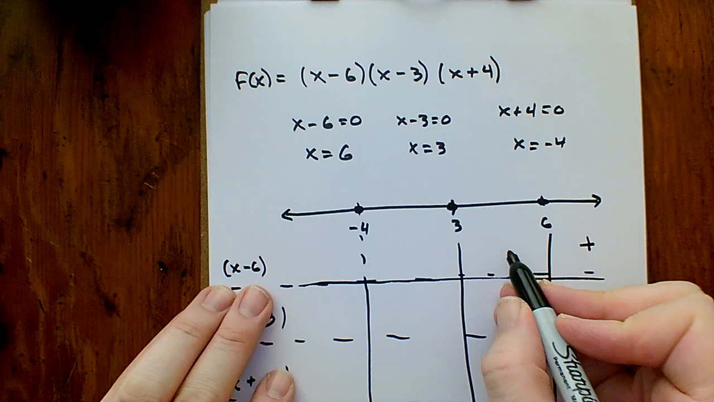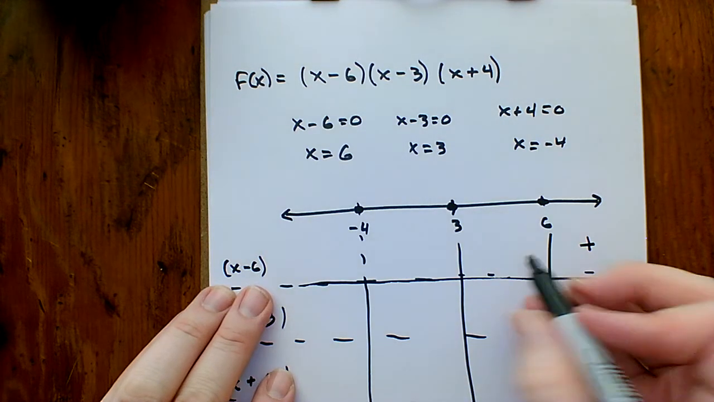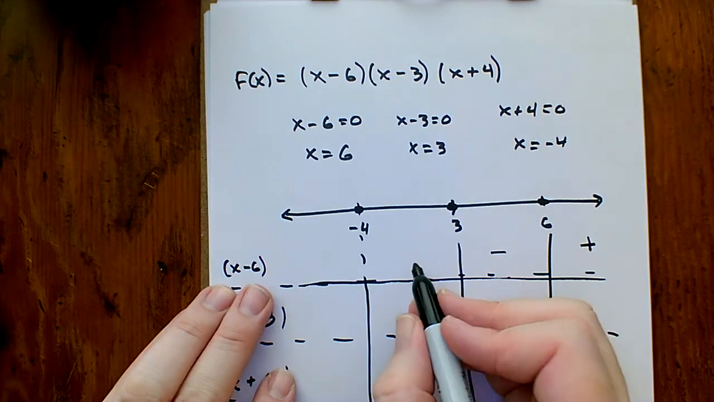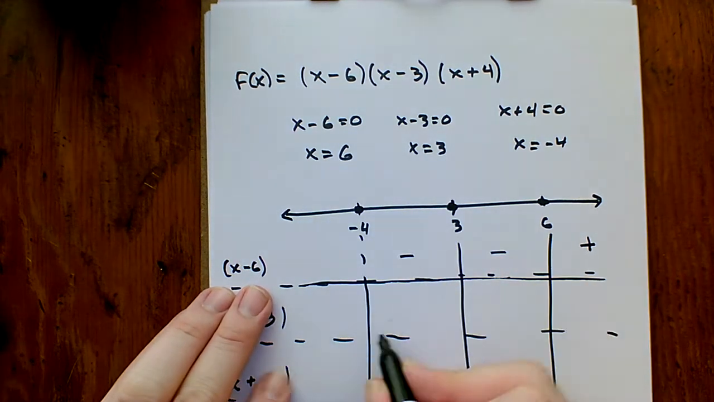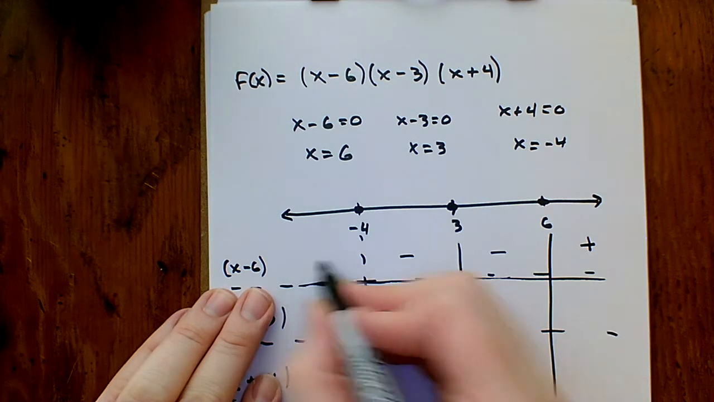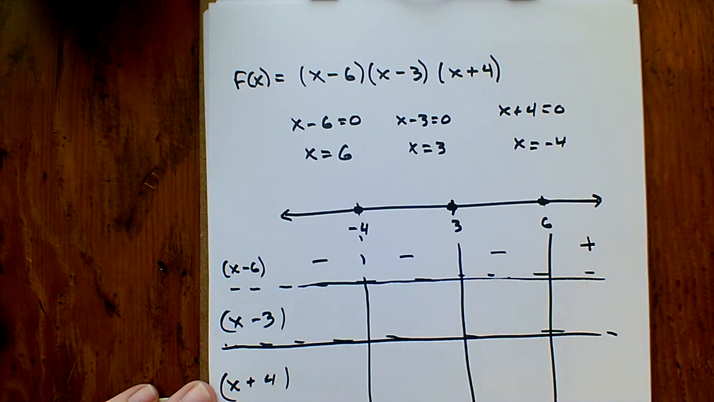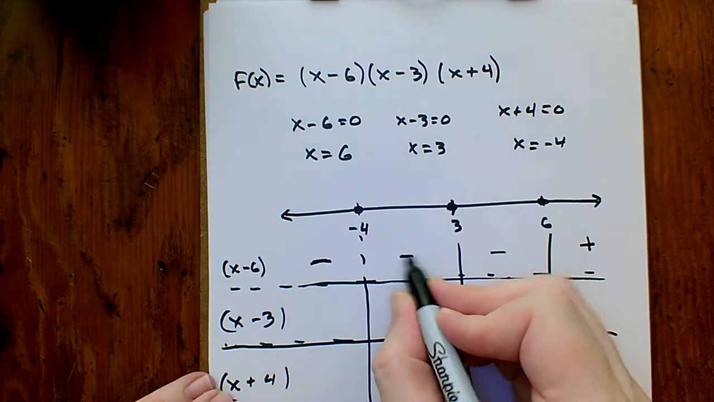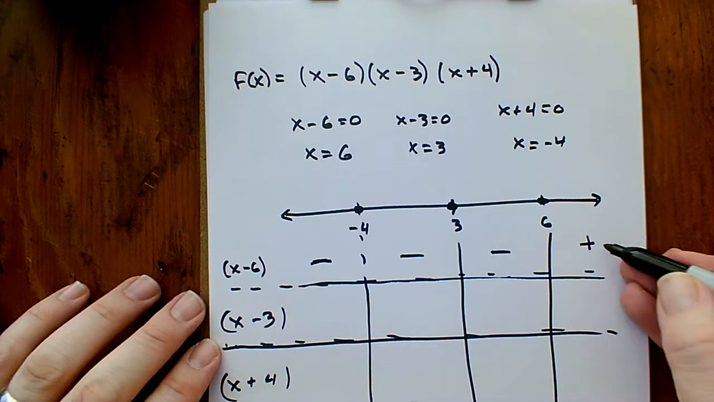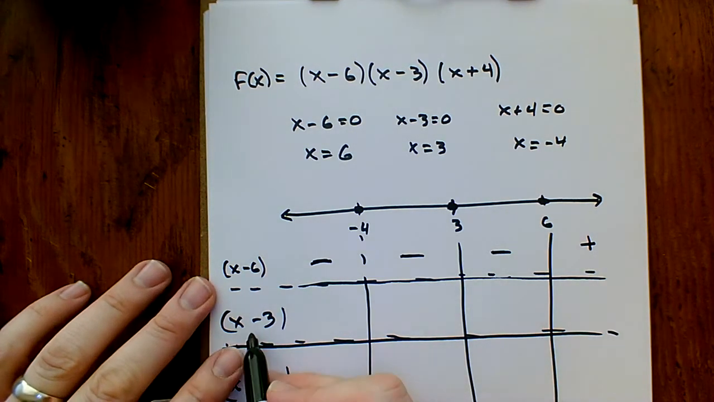If it's less than 6, say I put in a 5, that's negative. If I put in something between negative 4 and 3, say I put in a 0, 0 minus 6 is negative. If I put in a negative 10, negative 10 minus 6, that's definitely negative. And for each of these factors, for each of these intervals, I can come up with what the sign of that factor is going to do.